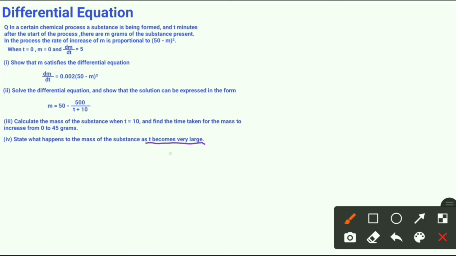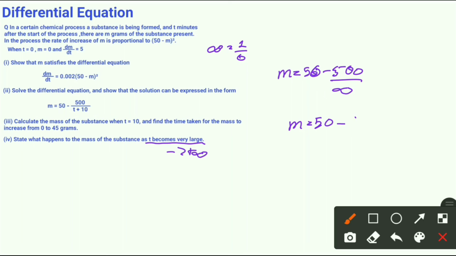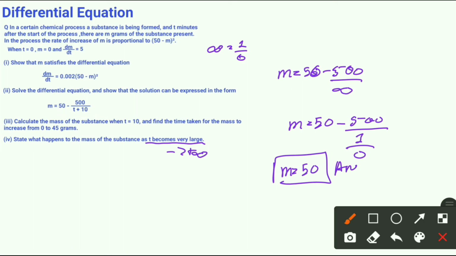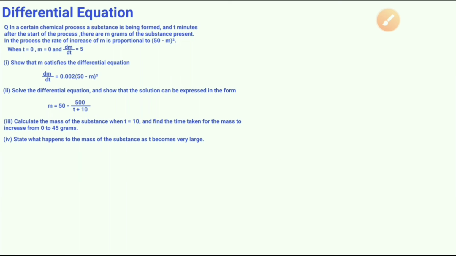Part 4, so what happened to the mass of the substance as t becomes very large, which means going to positive infinity. If t becomes positive infinity, then m is equal to 50 minus 500 upon infinity. Infinity is equal to 1 upon 0, so m is equal to 50 minus 500 upon 1 upon 0, so it's going to be multiplied by 0 upon 1, and m is equal to 50. So 50 grams is the answer if t goes to infinity.